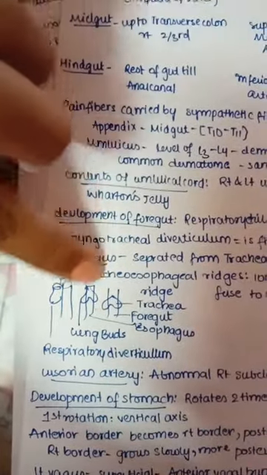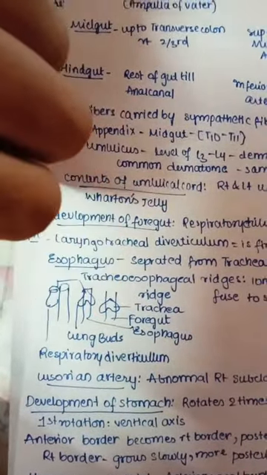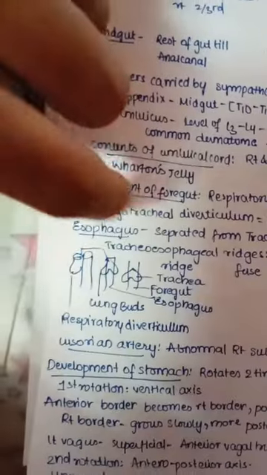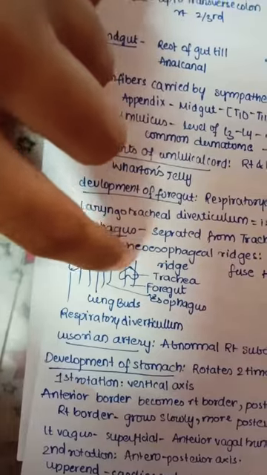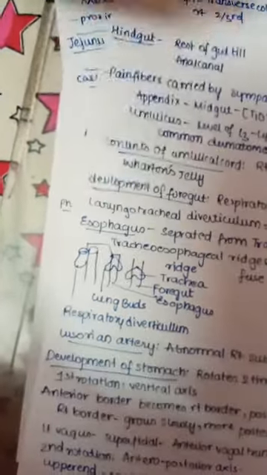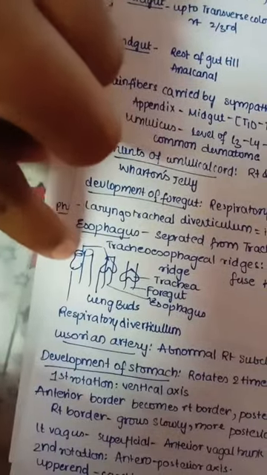Later, lung buds are also formed from the trachea. So this is how the trachea separates from the esophagus. This is the trachea, and the remaining part at the back, the tube-like structure, is nothing but our esophagus. And this part is the respiratory diverticulum.